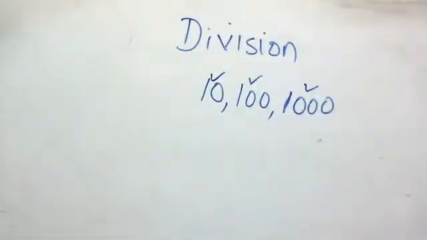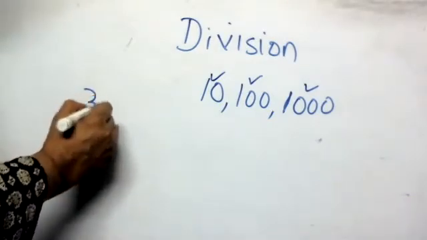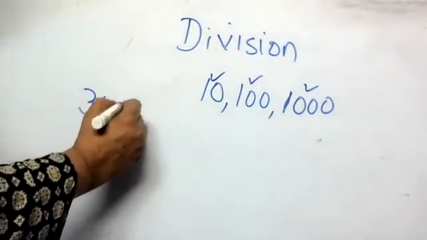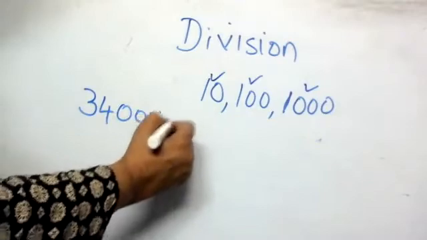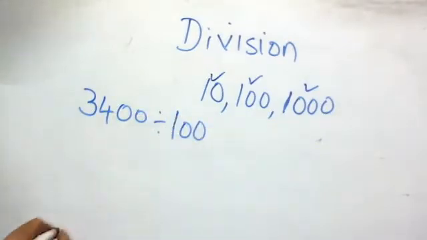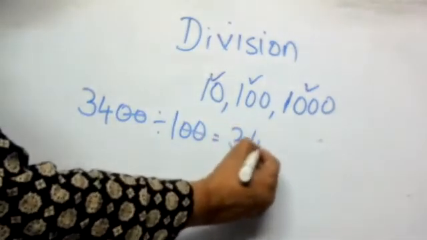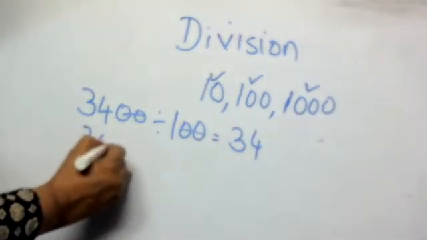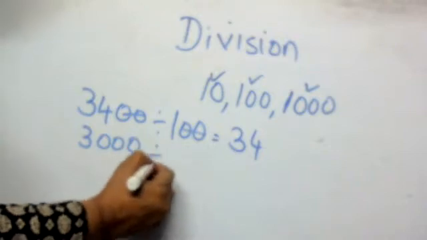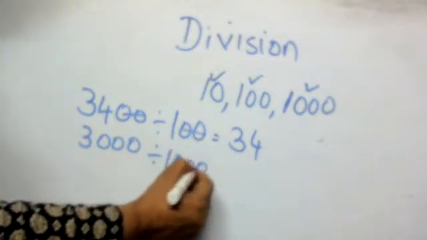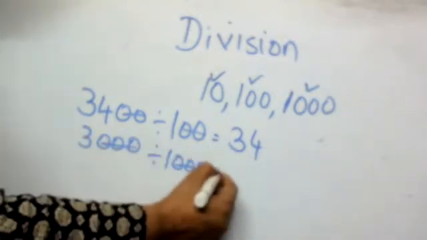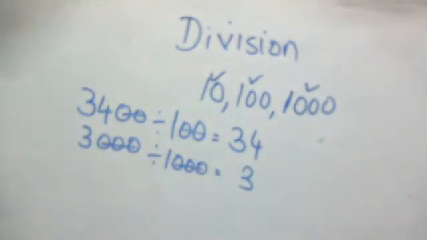Now once more, I will give one example and we can just see. If it is a cutting of the zeros, suppose it is 3400 divided by 100. The sum is very easy. You just have to cut the zeros. Short method. Answer is 34. If it is 3000 divided by 1000, cut the zeros. Answer is 3. Simple. It's very simple. Okay.